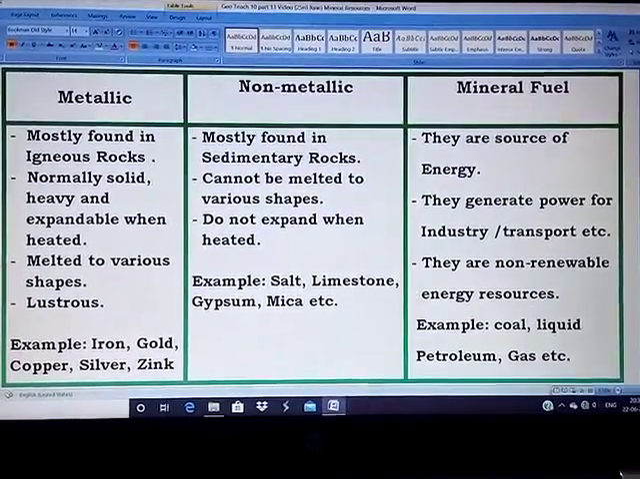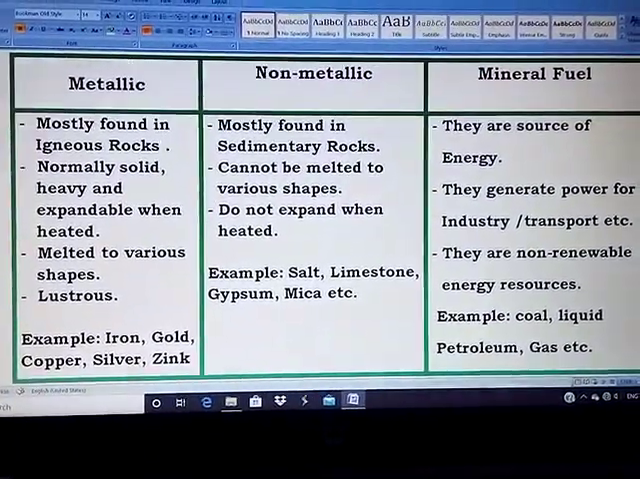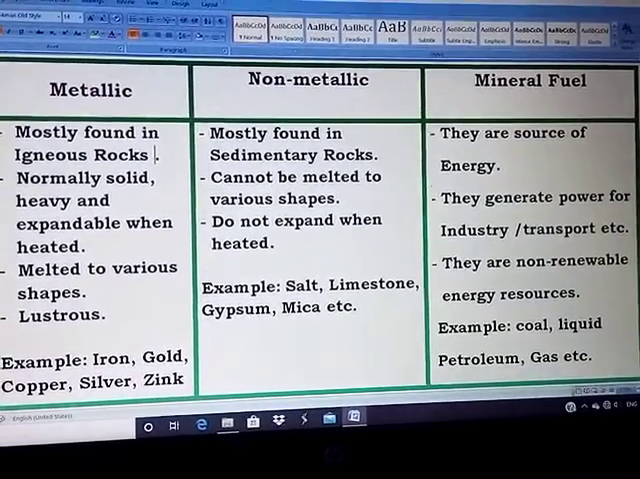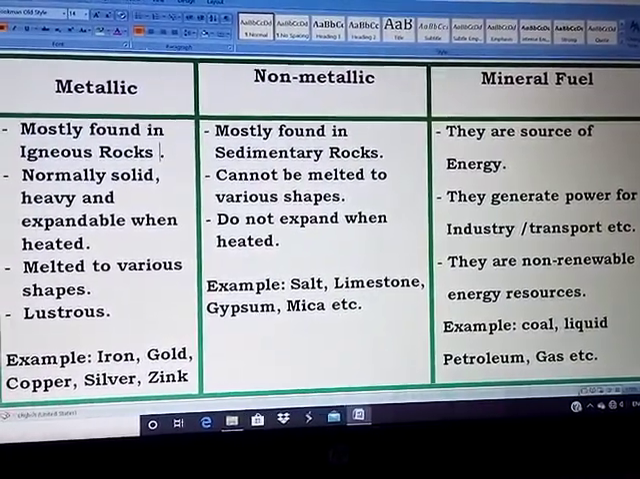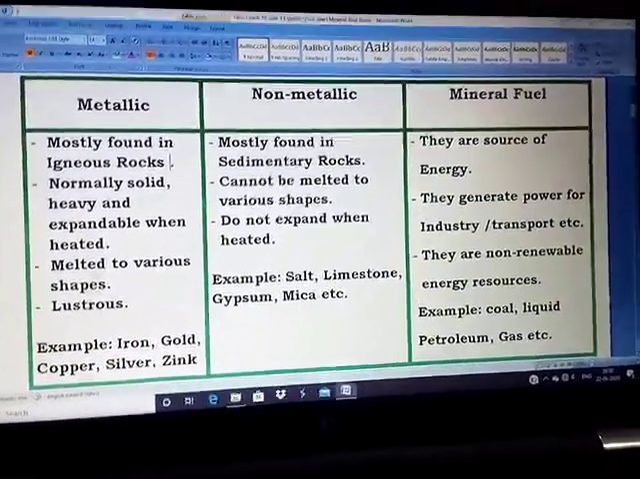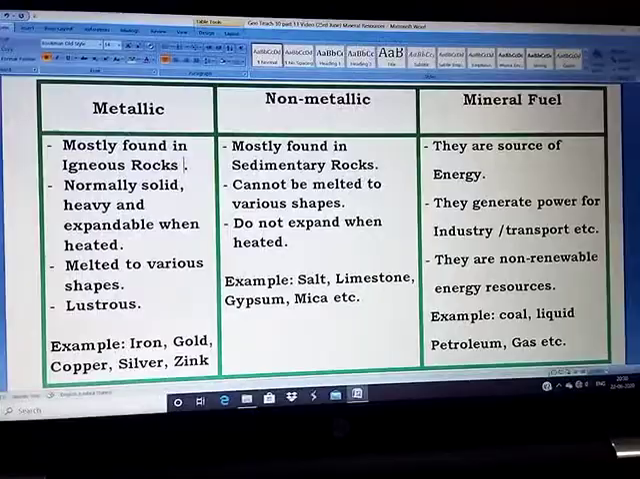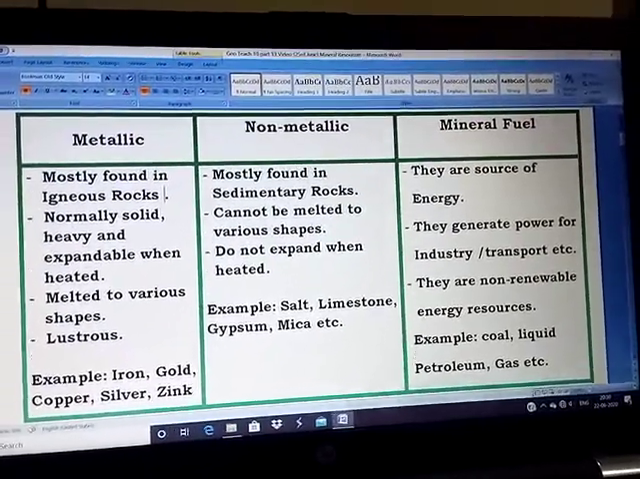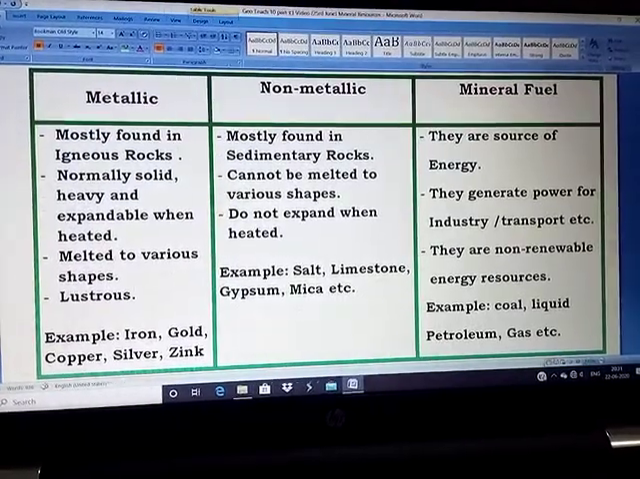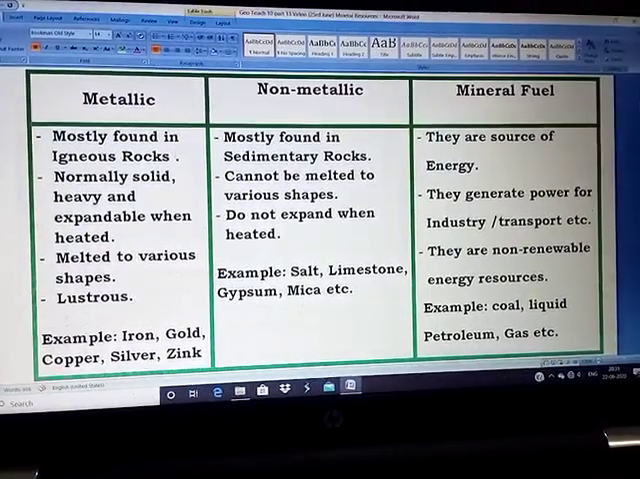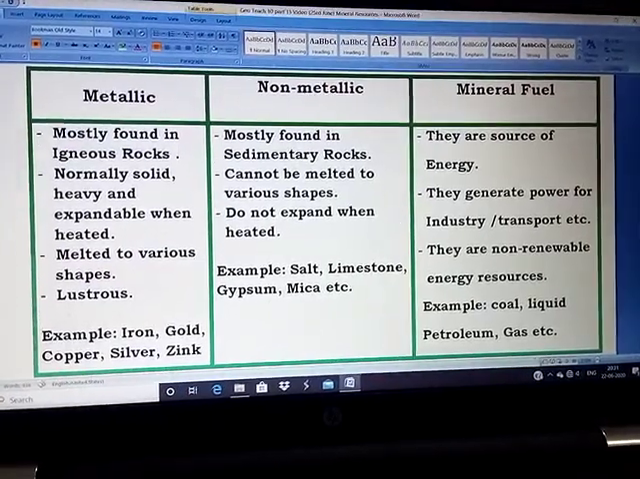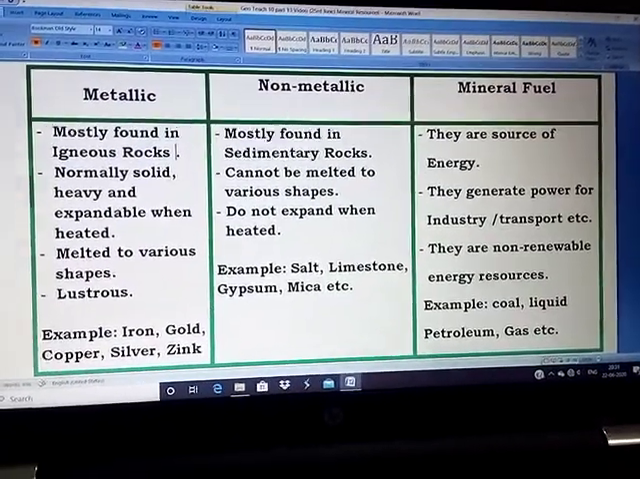Metallic minerals are mostly found in the igneous rocks. They are normally solid, heavy, and expandable when heated. They can be melted into various shapes. When in their pure form, they are lustrous, meaning shining. Some good examples of metallic minerals are iron, gold, copper, silver, and zinc.